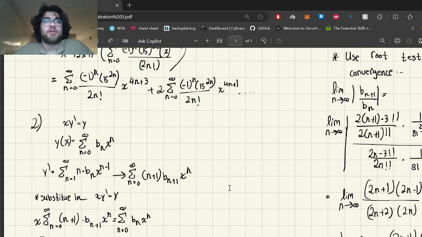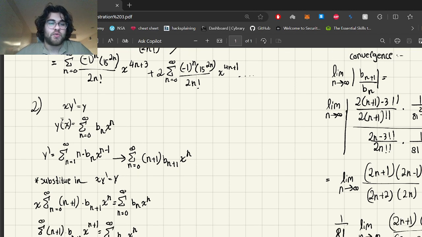The second question asks us to use a power series to determine all general solutions to the following ordinary differential equation in an interval containing 0. So basically, this is the function required. So we need to find all general solutions to this ordinary differential equation. First of all, y of x is equal to this series. Now we need to differentiate y of x. So y prime is equal to this series, which we can simplify into this series here.